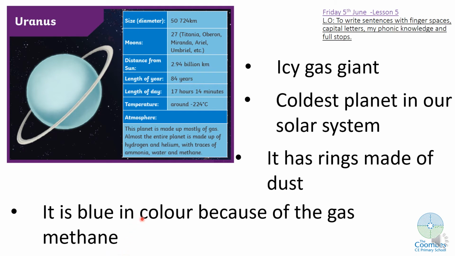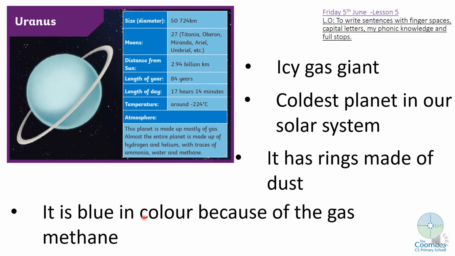Now, I mentioned that in the last slide. So methane is the smelly gas that we might come across if we walk past a farm. So the animals, they release gas and it's called methane gas. And sometimes we release methane gas as well. And it's very, very smelly.